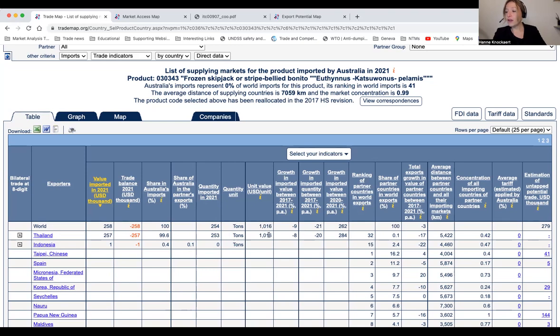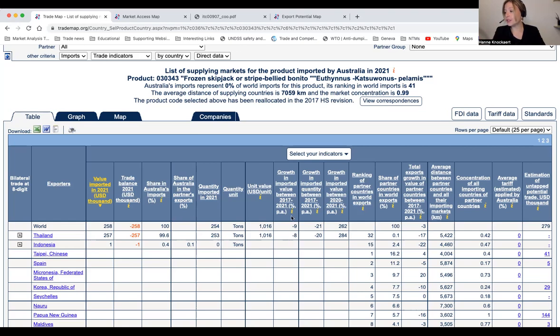We calculate a unit value, which is the value imported divided by the quantity imported. This is not a price, because there's many things that are not taken into consideration when we're talking about a price. You need to take into account the size of packaging. You need to take into account the transportation costs. So this unit value is more to give you an idea of the value per unit.